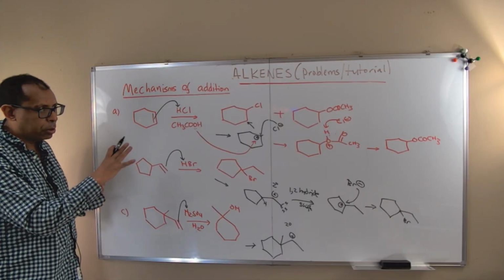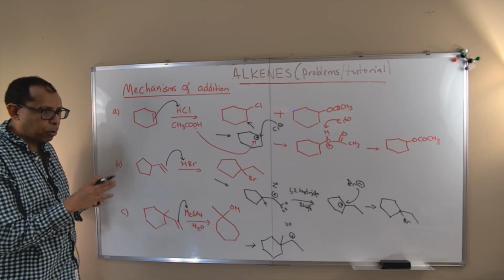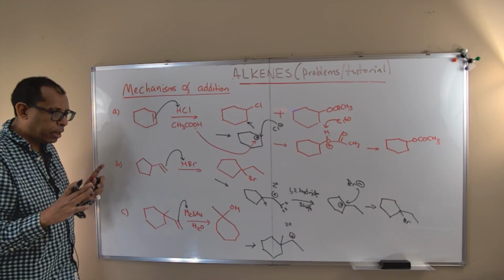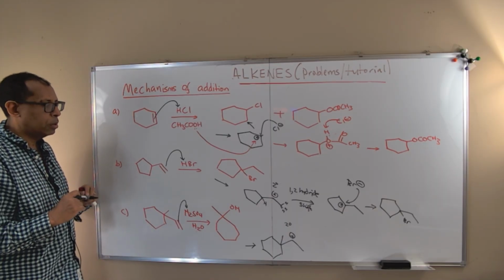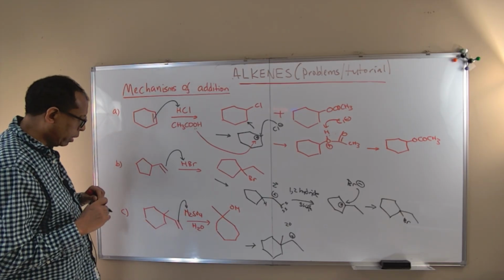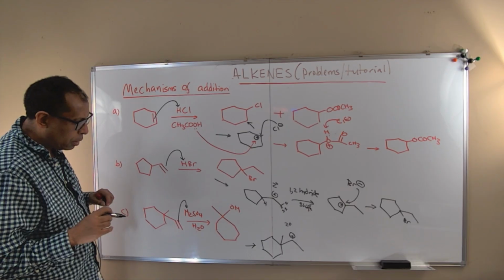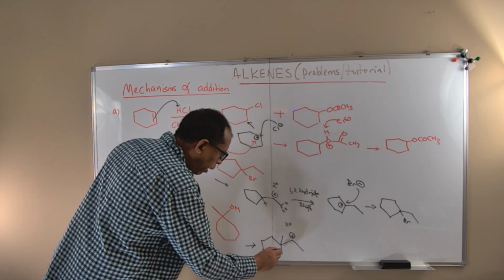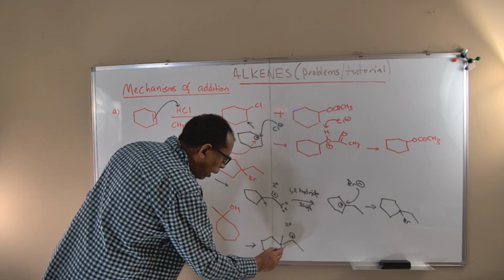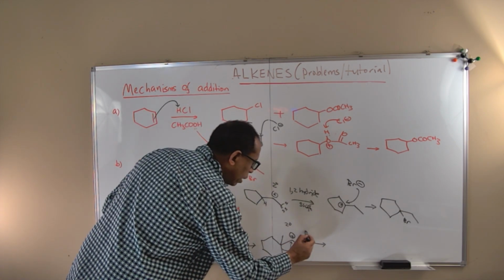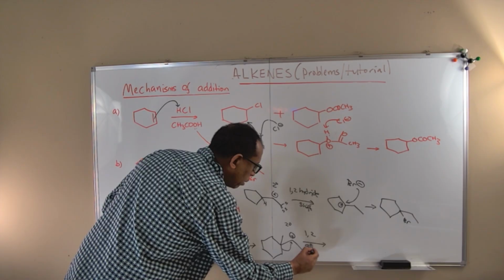So what you glean from this is that whenever you have a carbocation formation, you should think: is there any rearrangement? That's what you always need to ask. So now, what happens is this would alkyl shift. This whole alkyl would shift here. So this is a 1,2 alkyl shift.